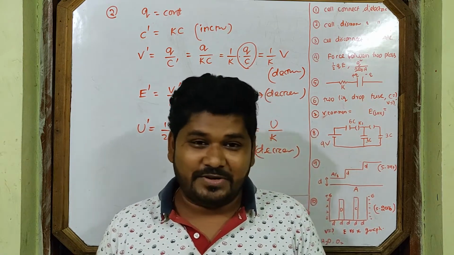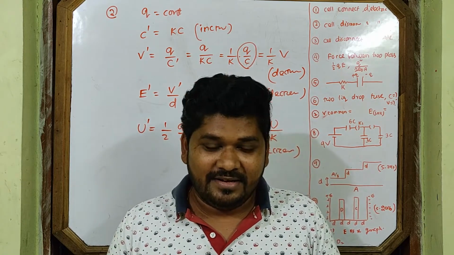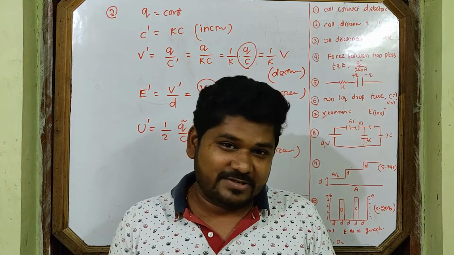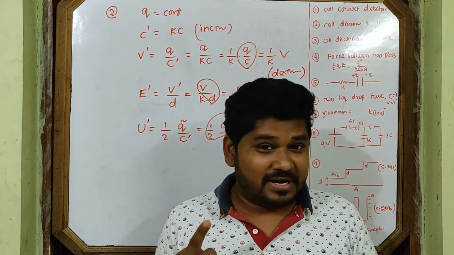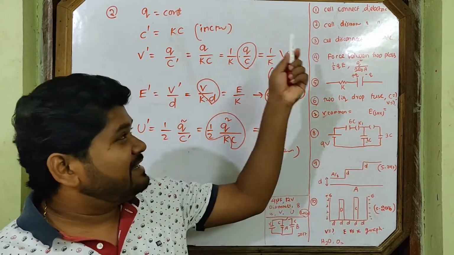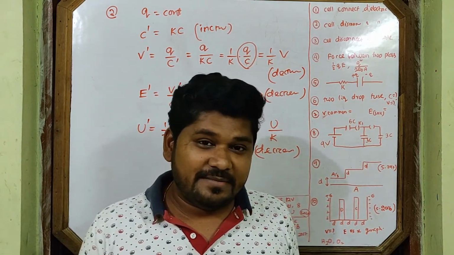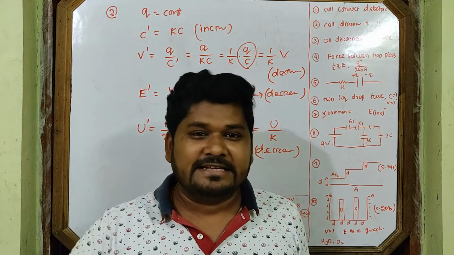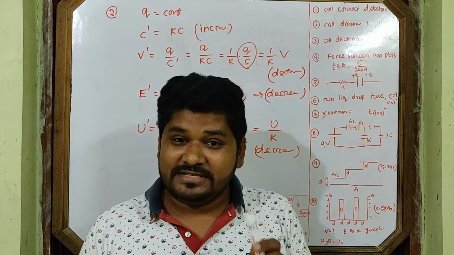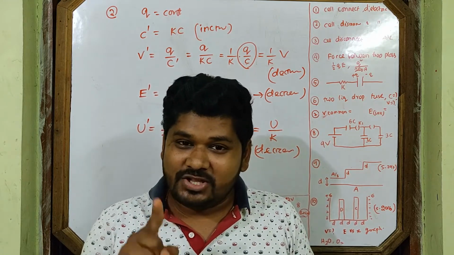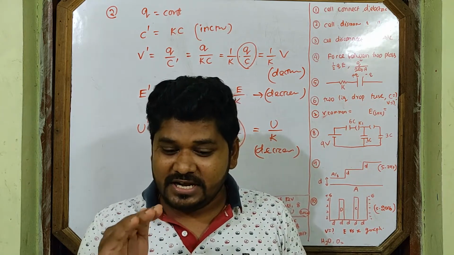In shortcut, if you want to remember without understanding anything, then you can remember this by a trick. You just mark the previous question's answer and this question's answer: when the cell is connected, when the cell is disconnected. Then you can mark one thing. When the cell is connected in question number 1, potential is constant and all quantities increase. There is no decrease at all. When the cell is connected, always increase. Only potential constant and electric field constant, and others increase.